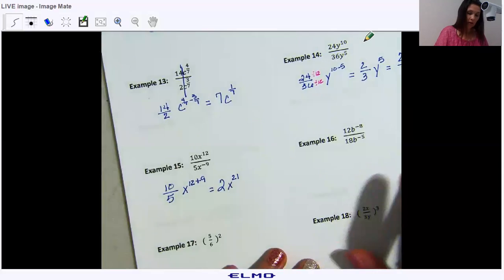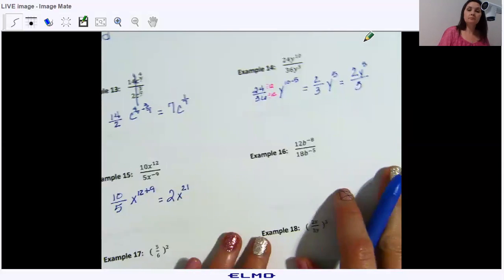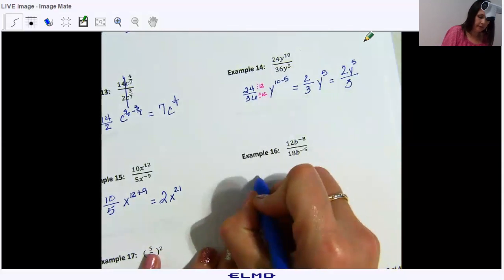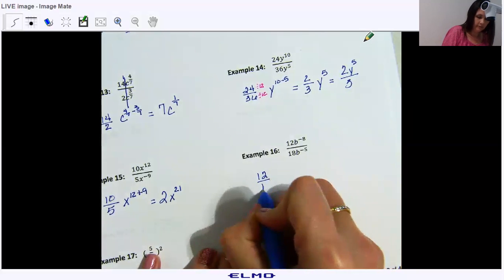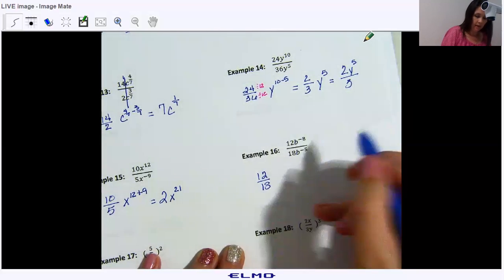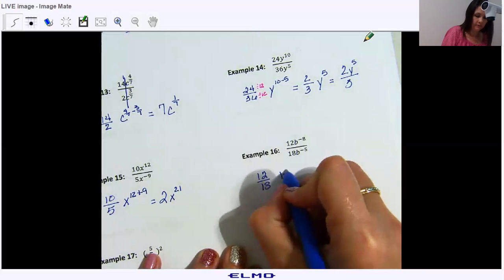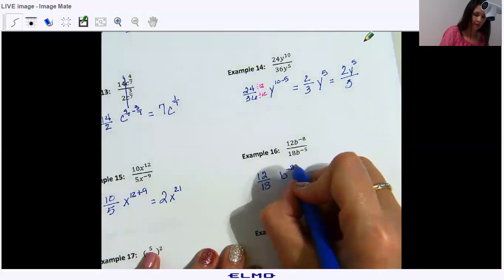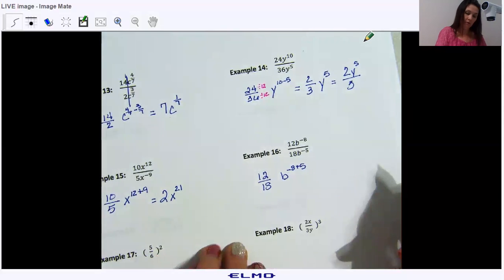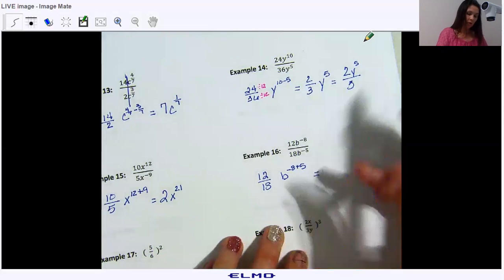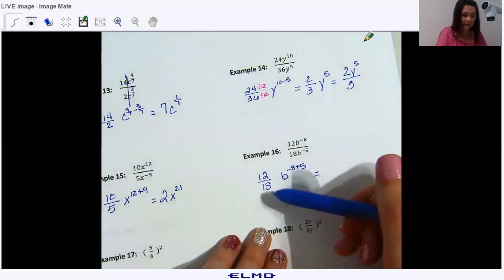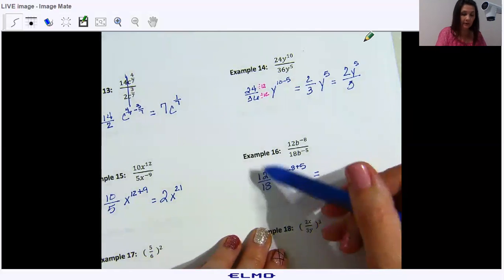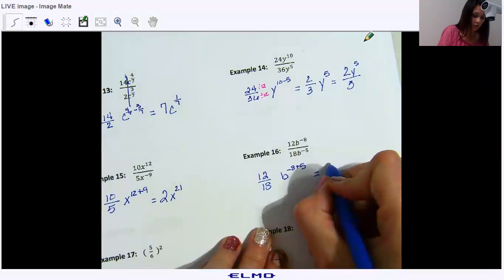Okay, let's try this next one. 12 over 18, 12 divided by 18. And then we have b to the power of negative 8 minus a negative 5 is plus 5. Okay. So the greatest common factor between 12 and 18 is 6. So if I divide those both by 6, I get 2/3.